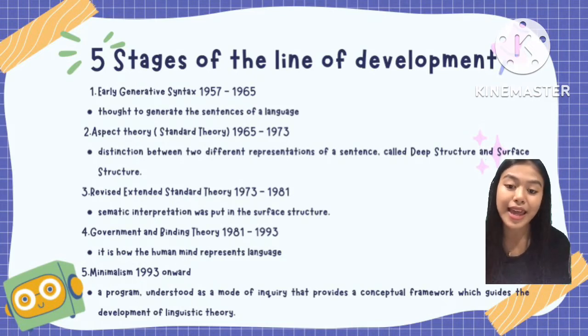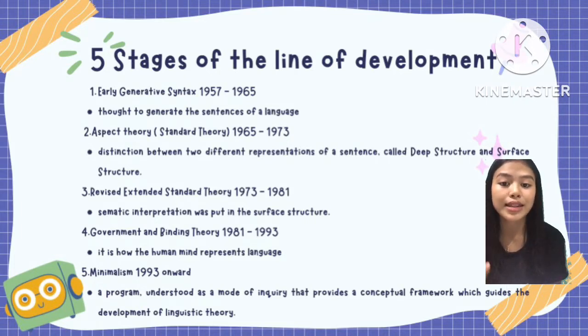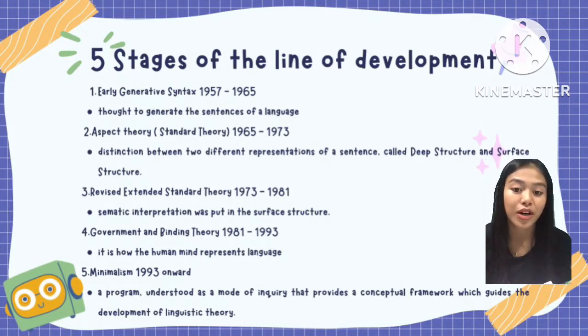Next is the aspect theory, or what we know as standard theory. Its core aspect is the distinction between the two representations of a sentence called deep structure and surface structure. Deep structure depicts the relationship between words and phrases in a sentence, whereas surface structures are derived from deep structures with a series of transformations.